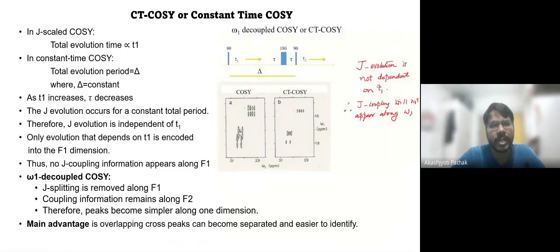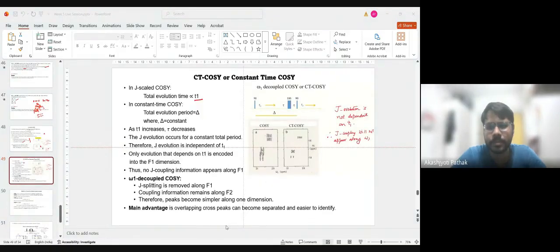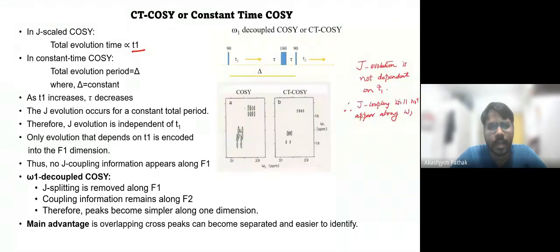But here the total evolution time is constant. In J-scaled COSY, your evolution time was proportional to T1, alpha times T1. But in constant time COSY, your total evolution period is constant. It is delta. So as a result, as T1 increases, the tau decreases. Because this delta is constant, if the T1 increases, your tau has to decrease, if you have to keep this delta constant.